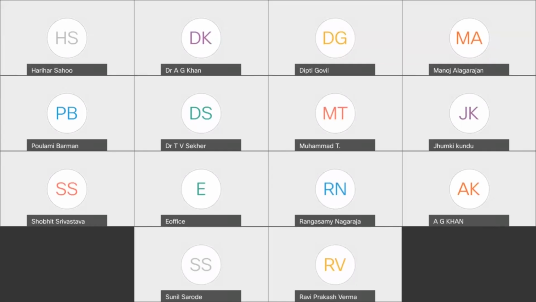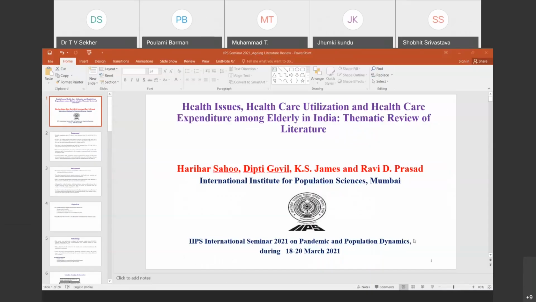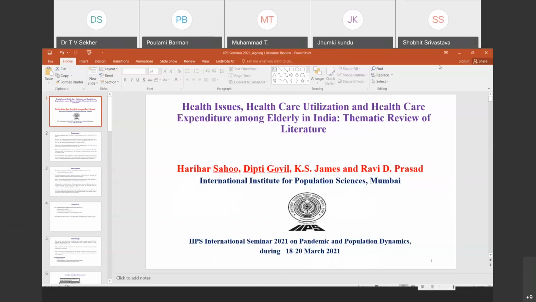Thank you, Paulami, for highlighting the issues with regard to institutional caregiving and locomotor disability, and also highlighting the big variation between UP and Kerala. Now we'll move to the fifth presentation by Dr. Harihar Sahu on health issues, healthcare utilization, and healthcare expenditure among elderly in India, a thematic review of literature. Over to Dr. Sahu.